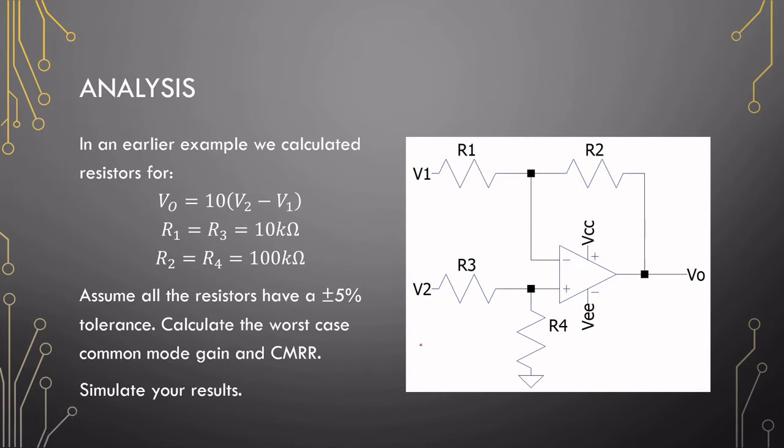So on to the problem that I hand to you, so you can pause and try and solve it, is to take the second example that we did and assume that all the resistors have a tolerance of plus minus 5%, and I want you to calculate the worst case common mode gain and then the common mode rejection ratio and simulate the results. So I want to know how bad, with a similar input signal, how bad this output could be. So pause and go and try it out.